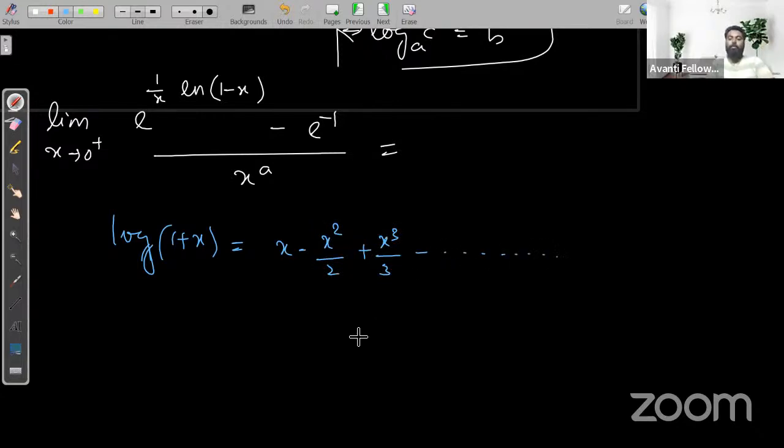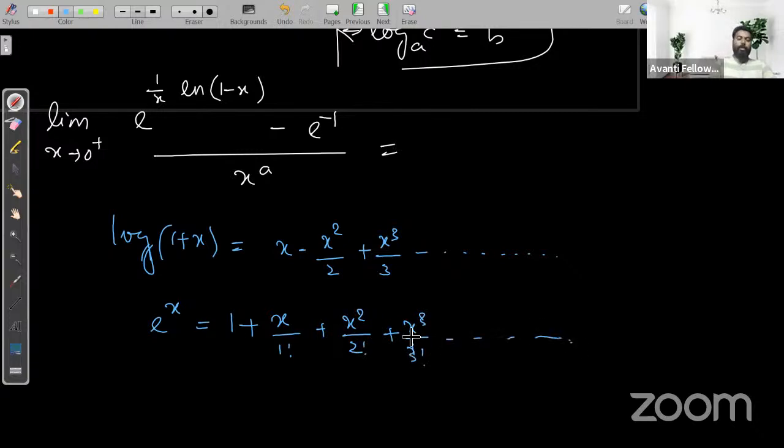ठीक है, alternatingly. Okay, and all of you know now what is e raised to x? What is the expansion of e raised to x? Anyone of you answer this? That is very simple. 1 plus x by 1 factorial plus x square by 2 factorial plus x cube by 3 factorial and so on.